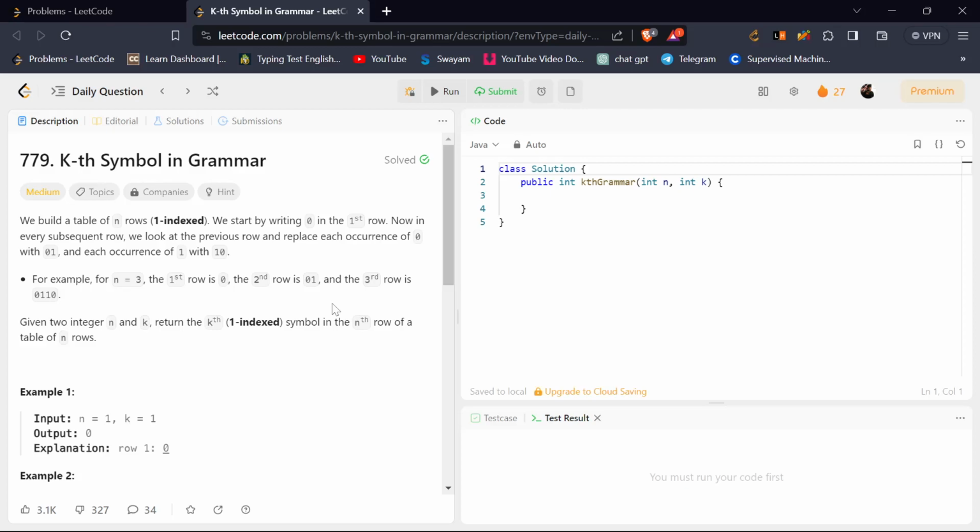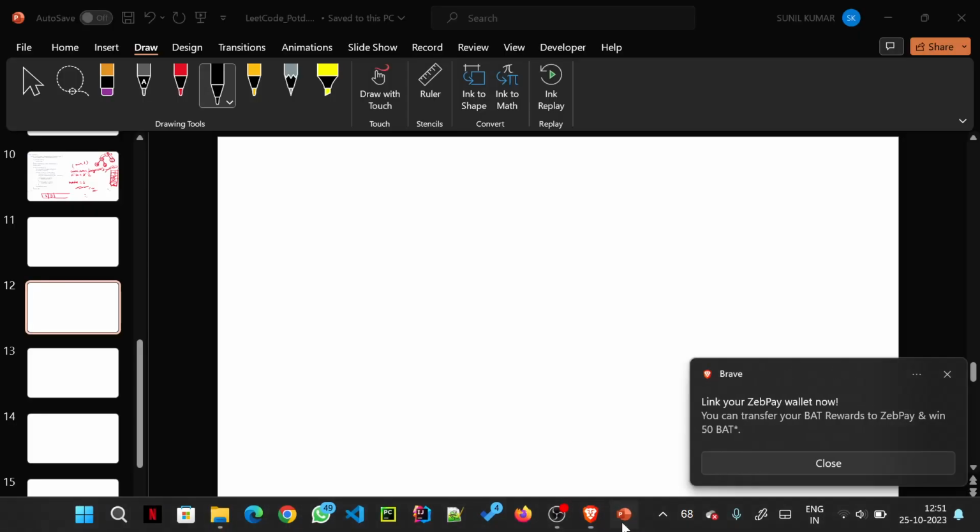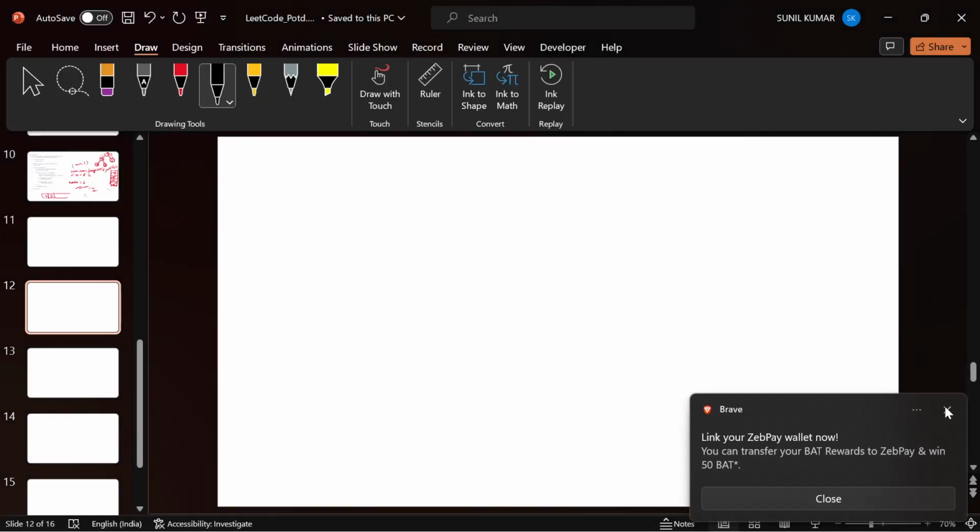We build a table of n rows. We start by writing 0 in the first row. Now in every subsequent row, we look at the previous row and replace each occurrence of 0 with 0 1 and each occurrence of 1 with 1 0. Okay, let me tell you what the question is saying.